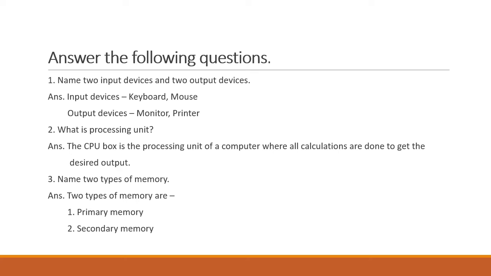Next question is, what is processing unit? So the answer is the CPU box is the processing unit of a computer where all calculations are done to get the desired output. Now come to question number 3. Name two types of memory. So the answer is two types of memory are primary memory and second is secondary memory.